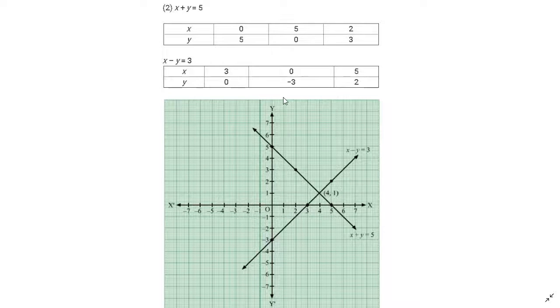Then on the graph paper, just find out the point 0 comma 5. This is the first point. Then 5 comma 0. This is the second point. Then 2 comma 3. So this is the first line.